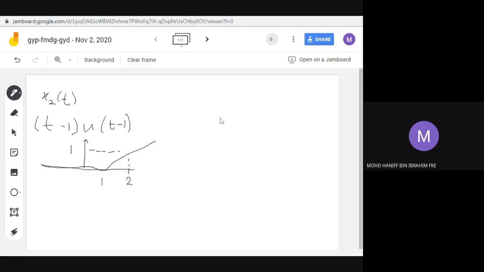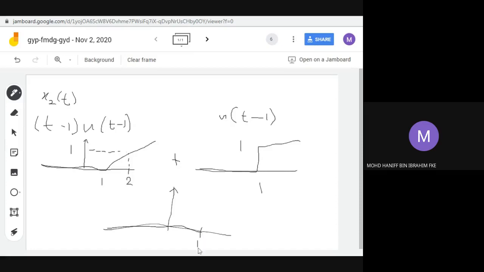Okay, next one, the second term is u(t-1). So it's a step function, which is said to be shifted by 1 unit to the right. That should be your step function, u(t-1). So we need to add them together. How should this function look? When we add these two functions together, you're going to have a straight line up to 1. And afterwards, you're going to have a shift by 1 unit upward, and the slope should be 1. So that should be your function of x2(t). All right then. Is that clear on this?